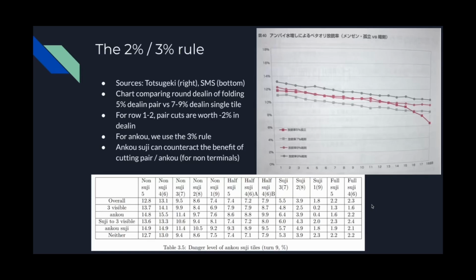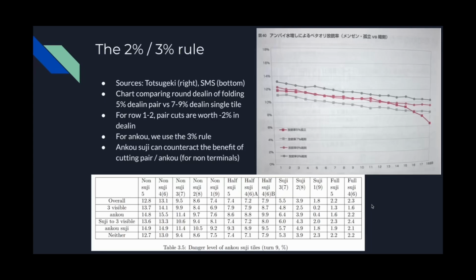Oh, actually, I think I showed the wrong chart. I think this is the onko chart. So in this chart, the 5% and 8% lines are overlapping. So it's basically saying that the triplet with 3% more deal-in rate has the same round deal-in as the single tile with 5% deal-in, because the ability to fold on future turns makes up for the immediate danger of cutting a triplet. And for a pair, it is a 2% rule. So the rule of thumb: 2% for a pair, 3% for a triplet.